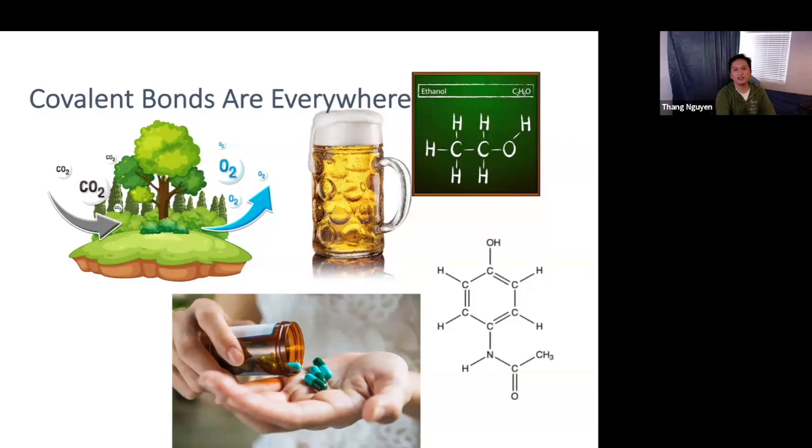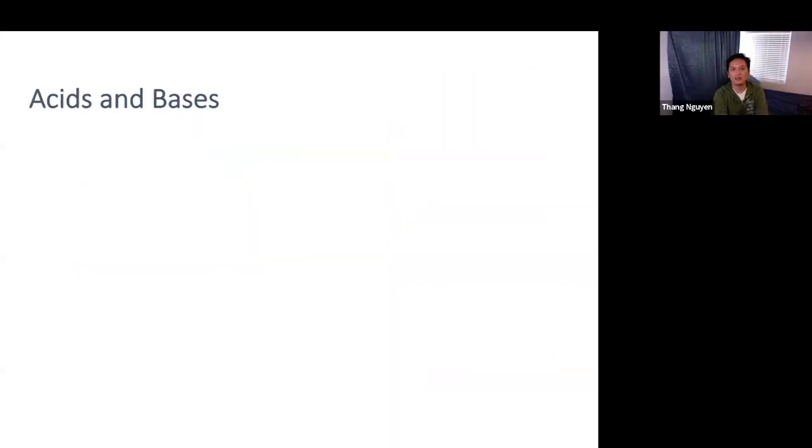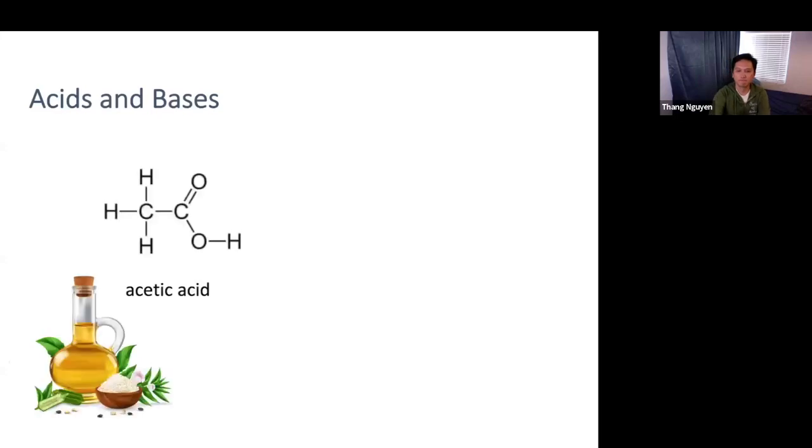We're not going to talk too much about these molecules known as organic compounds because they have carbon in them. We're going to have a whole separate unit on talking about these molecules. So in this unit, there's a subset of covalent molecules that I do want to take a look at before we end the lecture, and that is acids and bases.